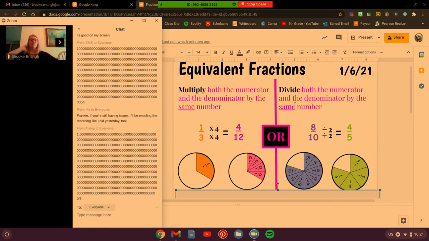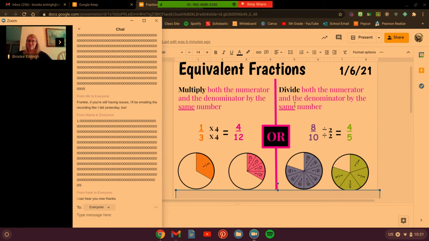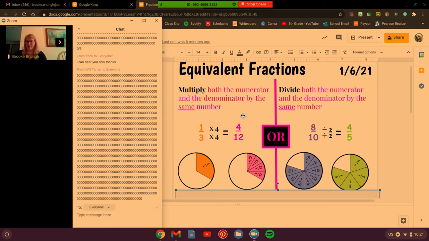So what I want you to do before we move on to simplifying fractions, awesome, Frankie, I'm glad you can hear me. Before we move on to simplifying fractions, in a space in this top portion, it doesn't matter which side you go on, maybe the multiplying side, I want you to write down the fraction 1/2. Okay, mine's backwards, but that's a 1 and that's a 2. Write down 1/2. 1's your numerator, 2's your denominator. I know mine's flipped.